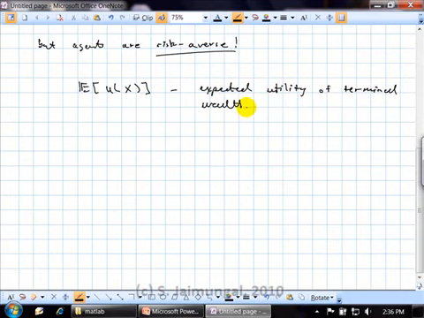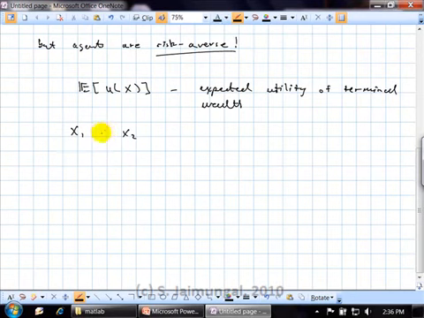Now, this itself does not tell me how to price anything. It simply tells me that if I'm going to compare two things, let's say I have random outcome 1 and random outcome 2, and I want to know whether I prefer random outcome 1 to random outcome 2, I would compute the expected utility of random outcome 1, compute the expected utility of random outcome 2, and whichever is larger, that's the one I prefer.